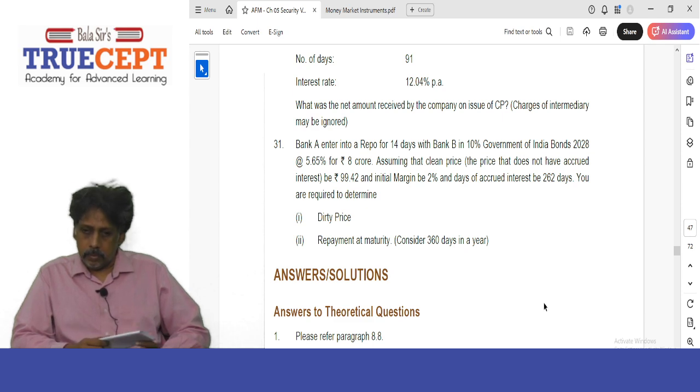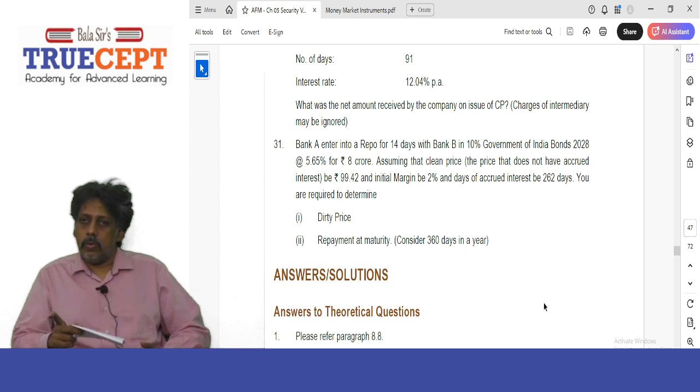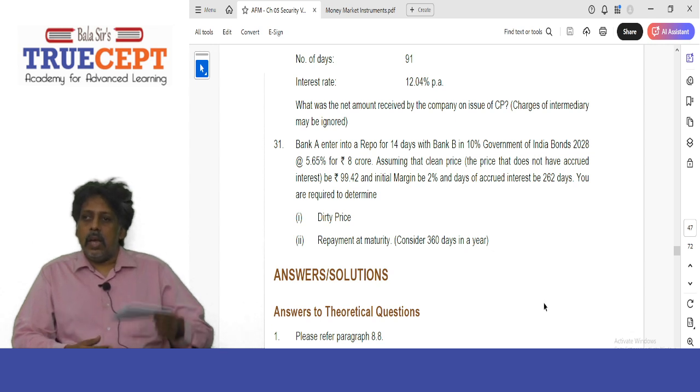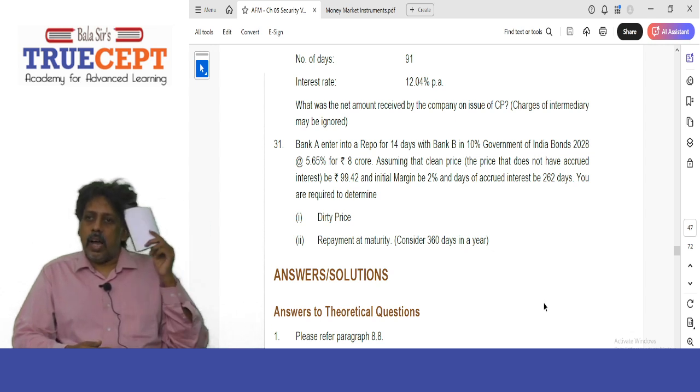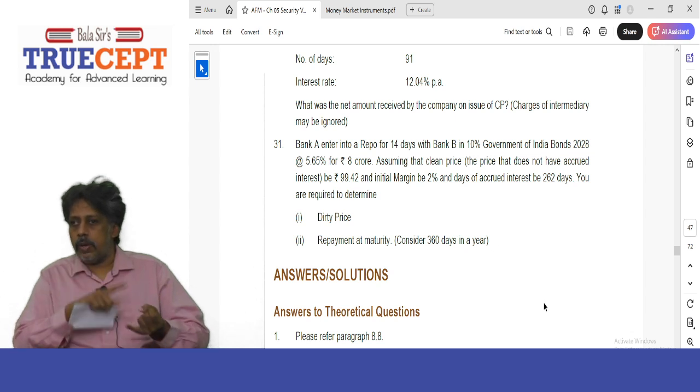Assume the clean price, the price that does not have accrued interest, is 99.42 and initial margin is 2%, same 2% margin. Days of accrued interest are 262 days, instead of 292. You are required to determine number 1, dirty price, and number 2, repayment at maturity. Consider 360 days. And I'm charging 5.65% interest on the loan instead of 5.25%.